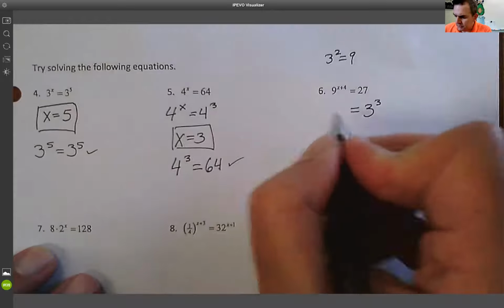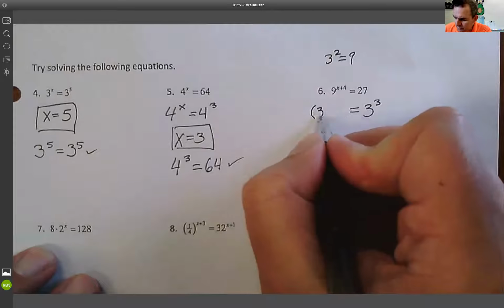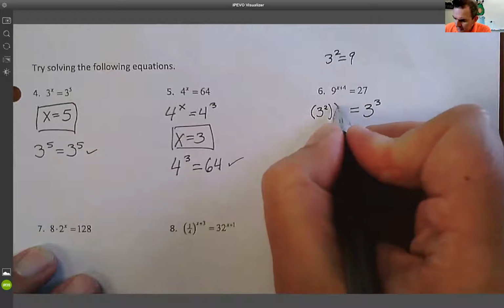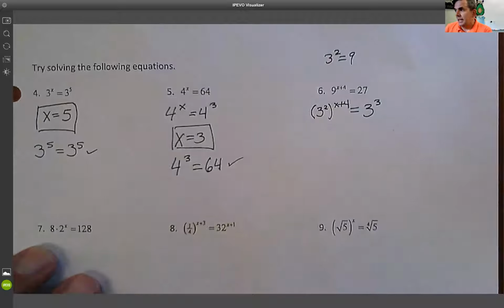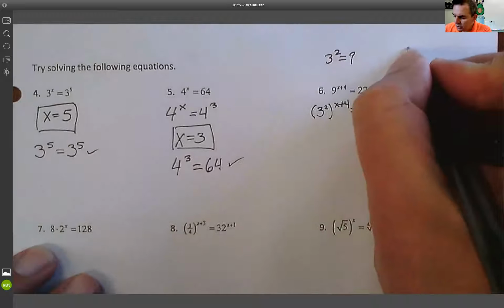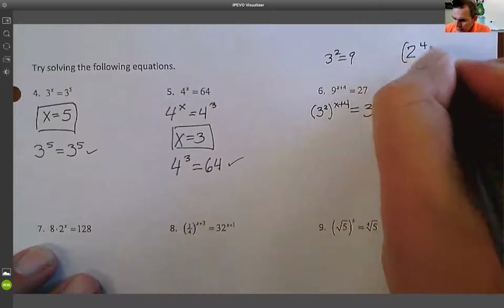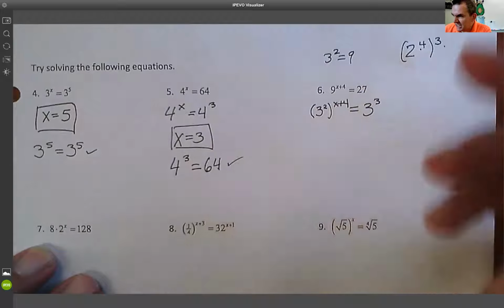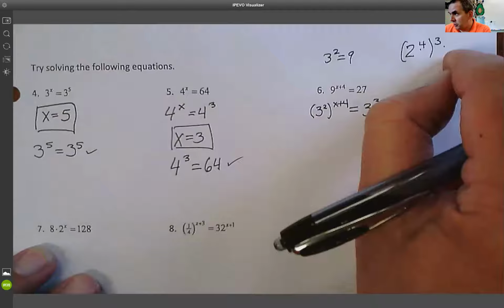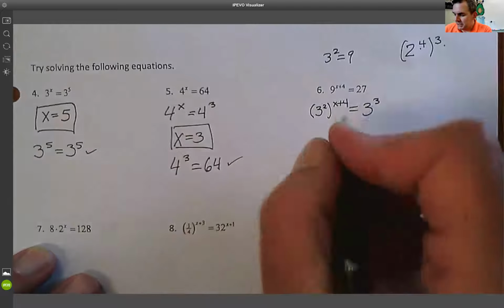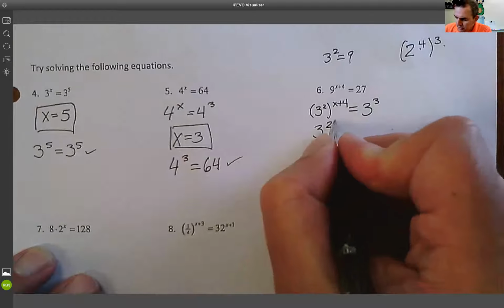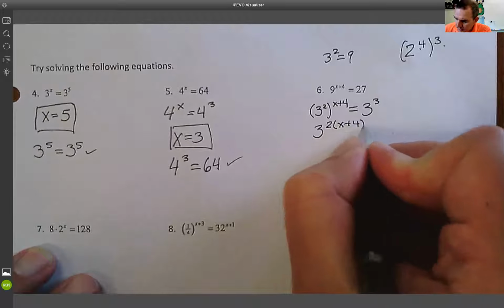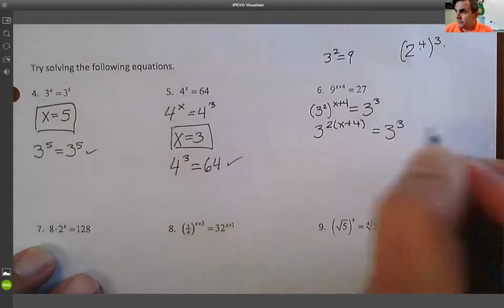3 to the 2nd power equals 9. The way I want you to do this is to take out the 9 and put in 3 squared, and then we have that x plus 4. If you think back to our exponent rules, when we had something like 2 to the 4th raised to the 3rd, we did a multiplication, 4 times 3. We're going to do that as a multiplication. This becomes 3 to the 2 times x plus 4 equals 3 cubed.